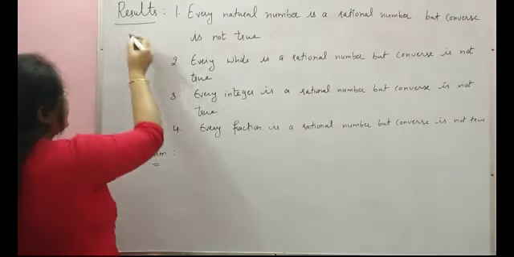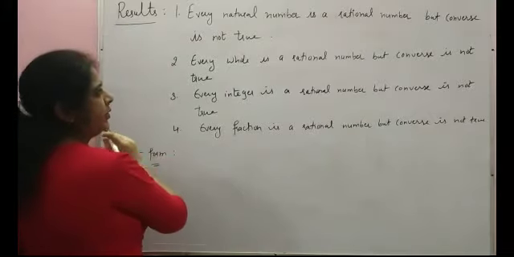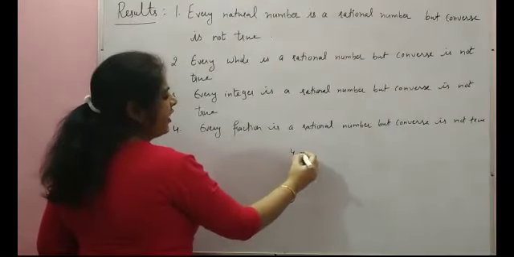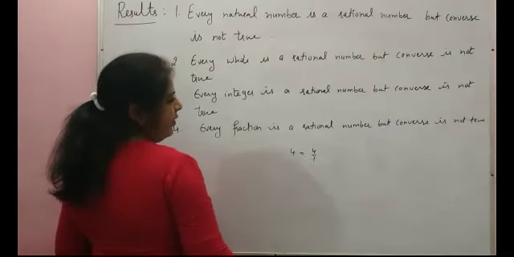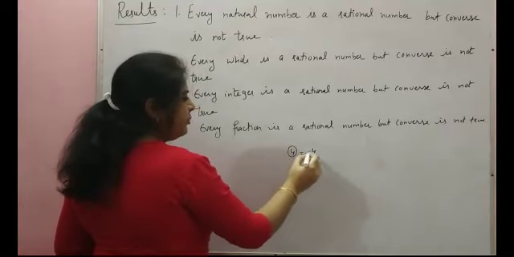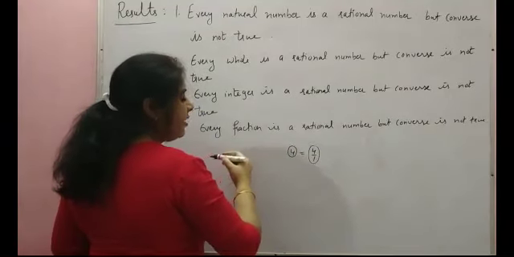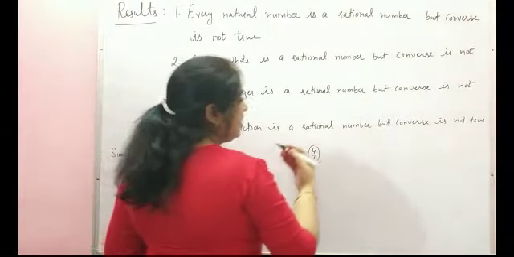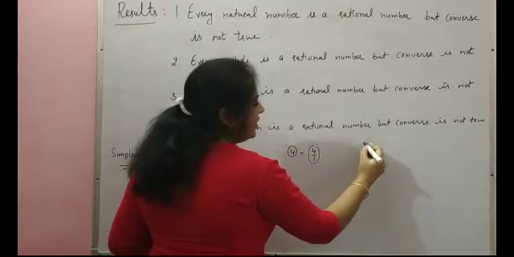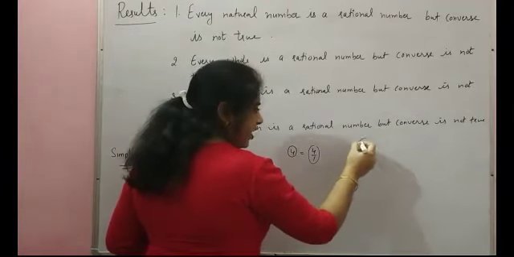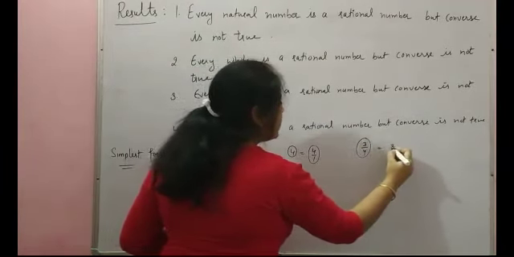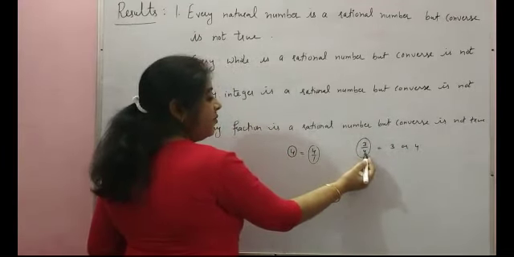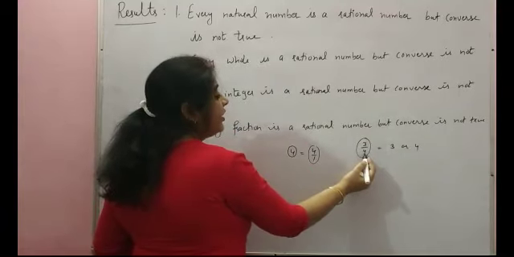Now we will do some results based on the rational numbers. As we have discussed, every natural number, like 4, can be expressed as 4 by 1. This is a natural number which we express in the form of p by q, as for wholes, integers and fractions. Now see students, can we say that this is a rational number? Can it be expressed as 3 or 4? No. Its value is less than 4, less than 1, and it will be a decimal number.